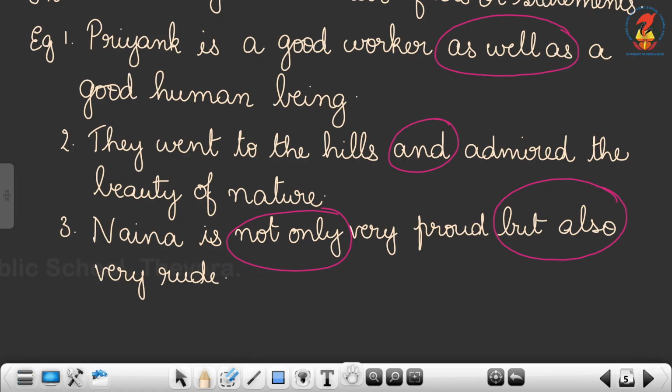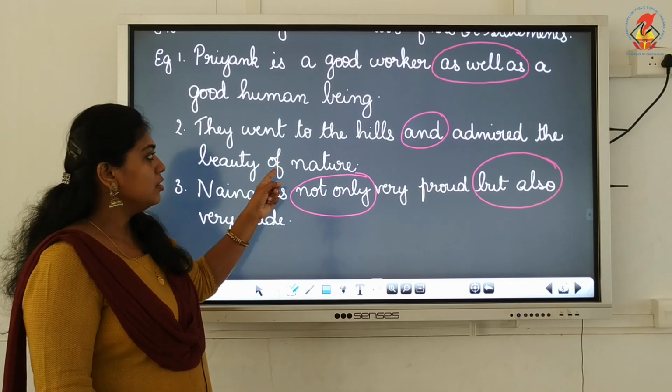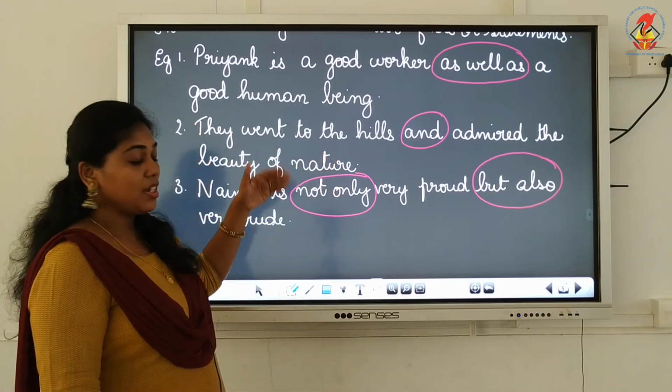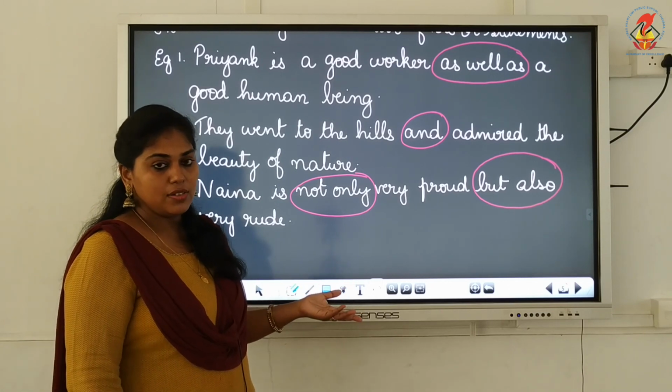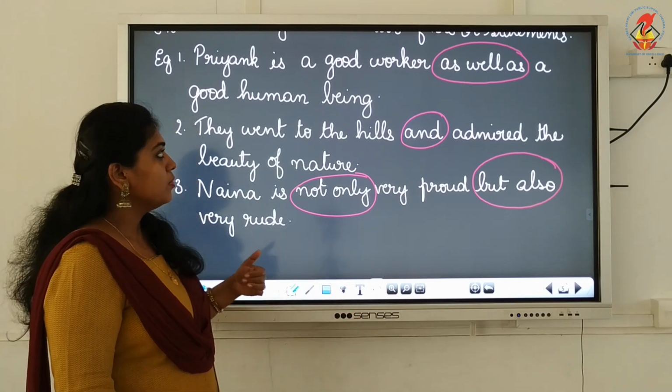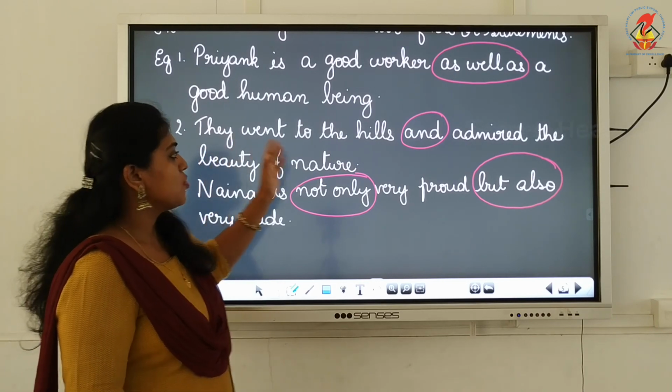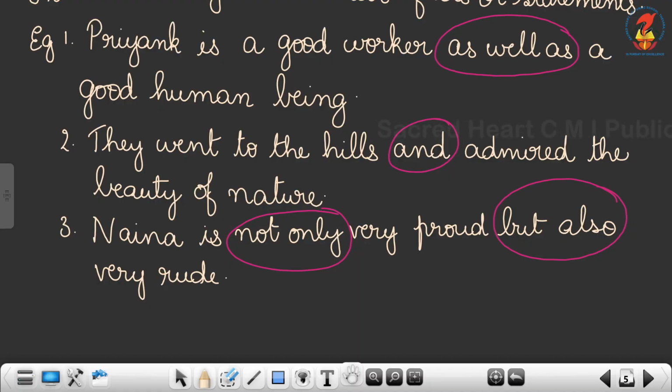Now the next one, they went to the hills and admired the beauty of nature. Okay, here we are adding on the statement. So we are adding a similar fact, isn't it? So we have used the conjunction and. They went to the hills and admired the beauty of nature.